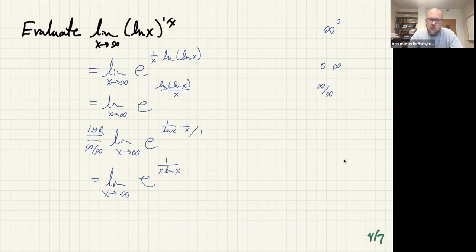Now you've got 1 over infinity. That's not an indeterminate form. As you go to infinity, that is going to be a 0 in your power. So we end up with a 1 coming out of this one. So yay, that's not too bad. Hopefully. Yeah. All right.